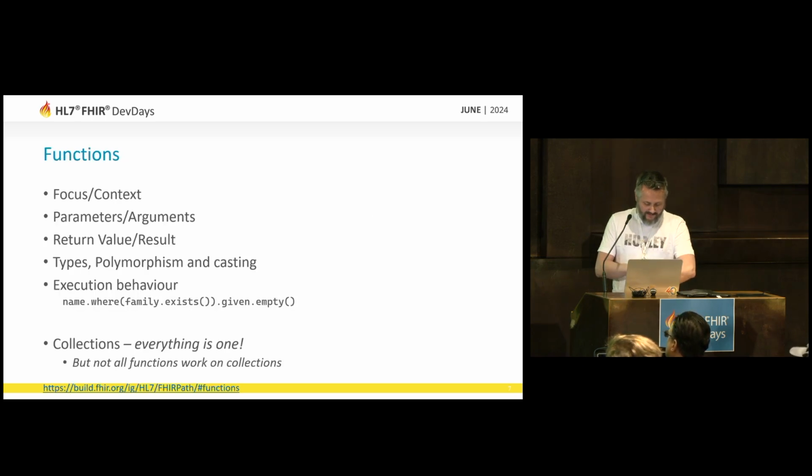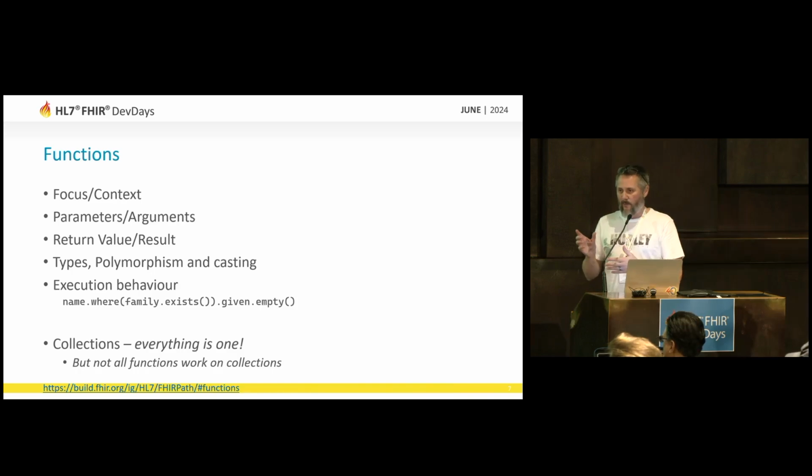So, functions. Functions all run on a focus or a context. Given everything's a collection, as I walked through those examples, when I went patient.name.where, where being the function, that name collection is the focus or context that where is evaluated on. So that makes some sense? Seems logical, but sometimes it's a little weird. They all have parameters and arguments, that's pretty obvious. They're going to return a value or a result.